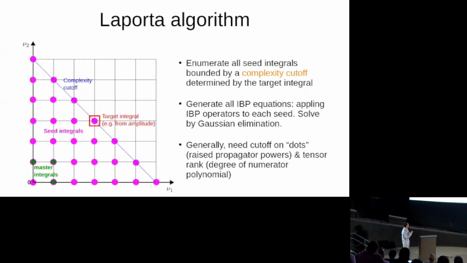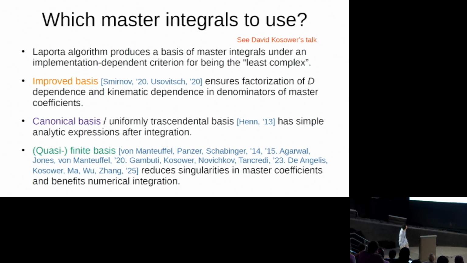So in more complicated cases, the cutoff is generally in terms of the number of dots, i.e. raised propagator powers, and the tensor rank, i.e. the degree of the numerator polynomial. Then there's a question of which master integrals to use for your calculation. I think we'll hear more about this from David's talk. So the simplest thing you can do is just to accept whatever master integrals you get from your IBP reduction software. They will have some implementation-dependent criterion for which integrals are the least complex, which are then preferred to be chosen as masters.